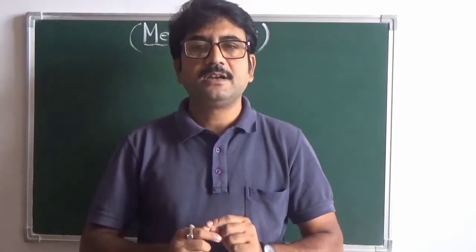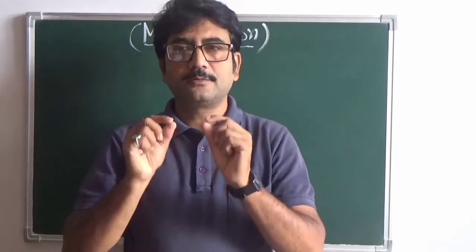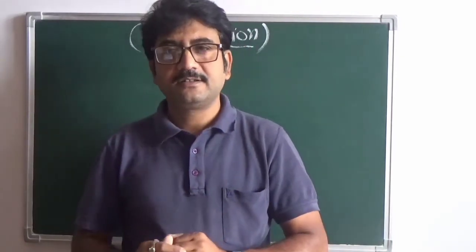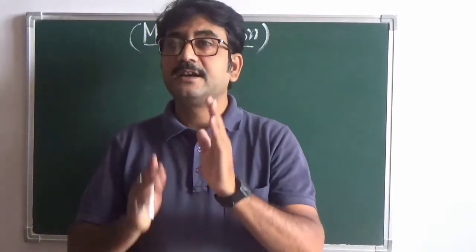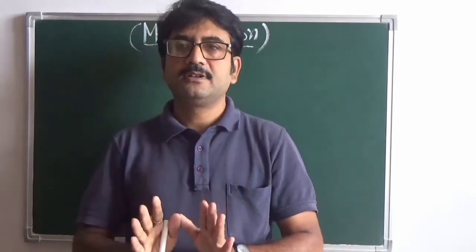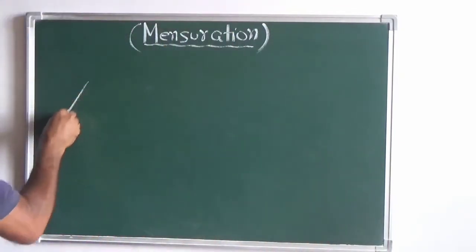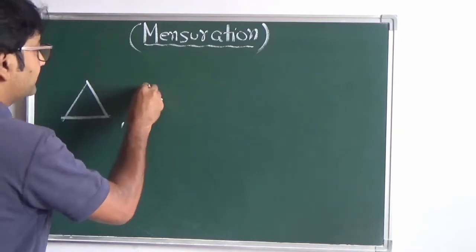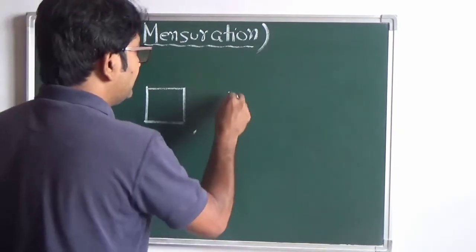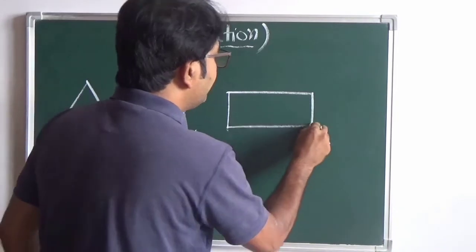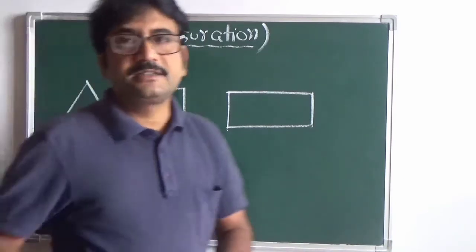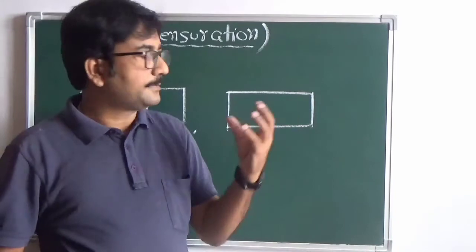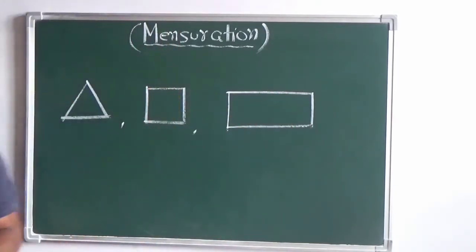Now if a shape is surrounded by 3 or more straight lines in a plane, it is a 2-dimensional shape or a figure, and it has no height or depth, like a triangle, a square, a rectangle. So these are all 2-dimensional shapes or figures which do not have any height or depth. And we can measure the area and perimeter of such 2-dimensional figures or shapes.